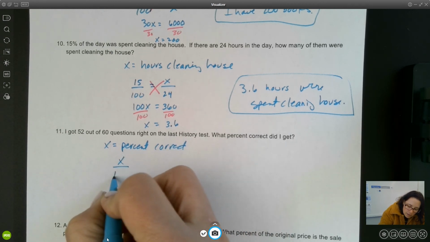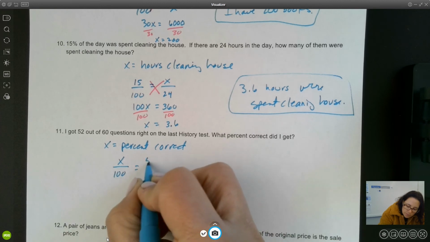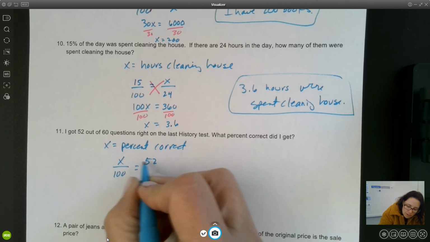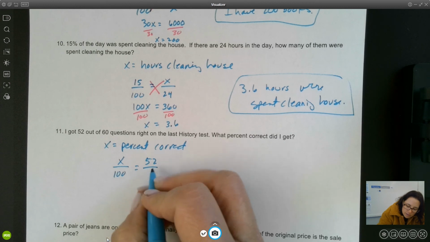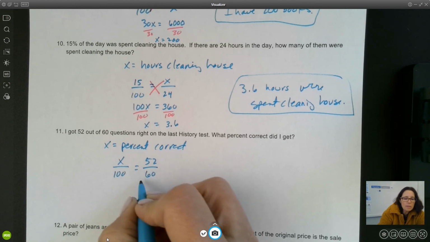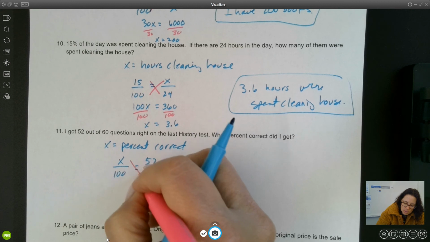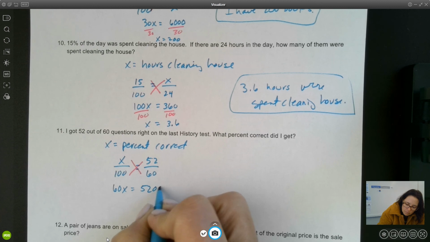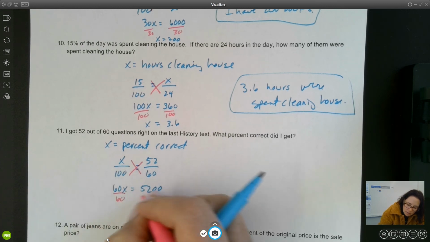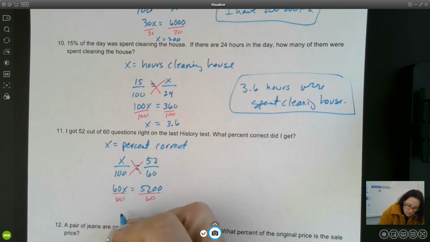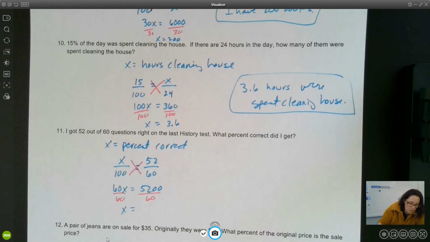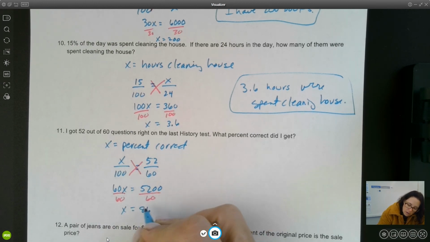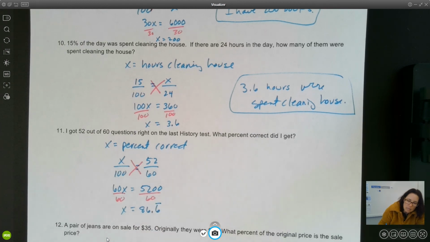So we need an x over 100 equals 52 were correct. That goes up on the top with the x being the percent correct. And 60 goes on the bottom with the total number. So 60x equals 5,200. Divide by 60. X equals, this number comes out to be 86.6 repeating bar.